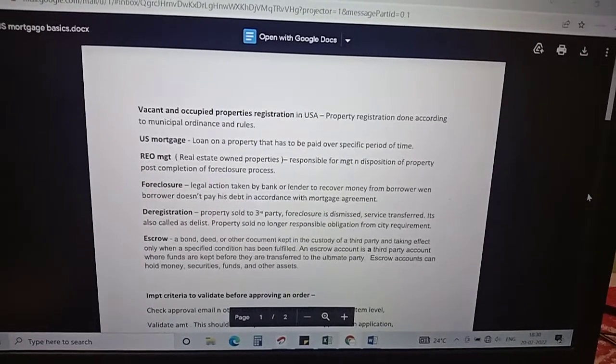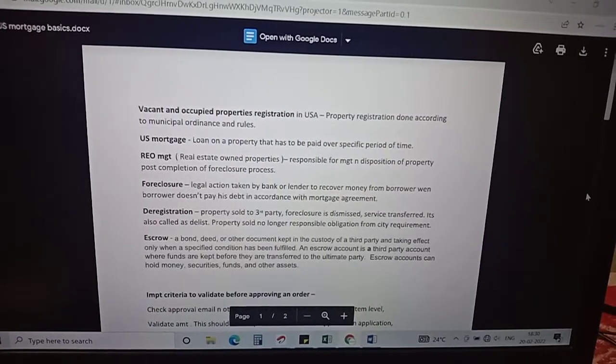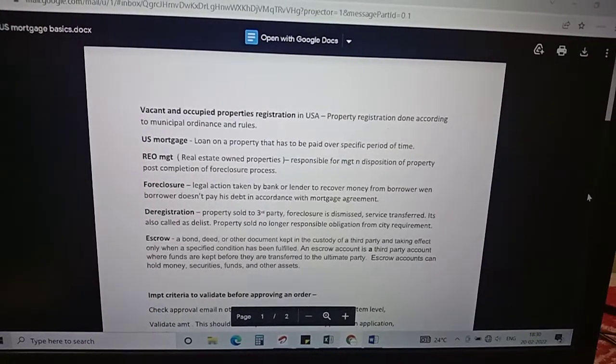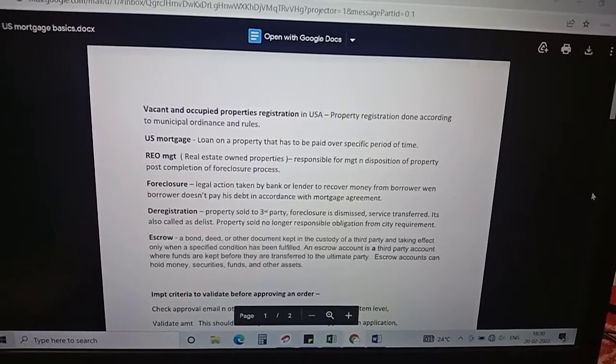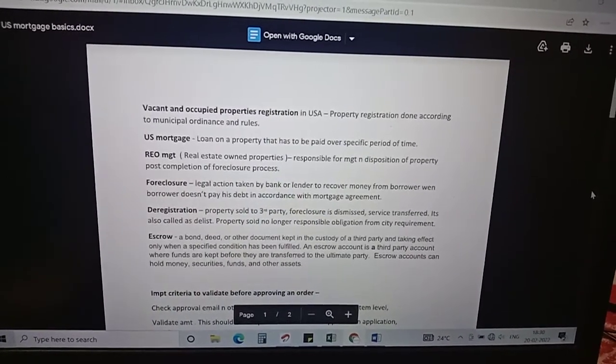And what is deregistration? When a property is sold to a third party, foreclosure is dismissed or service is transferred. Deregistration is also called delist. When the property is sold, there is no longer any responsibility or obligation from the city requirement.